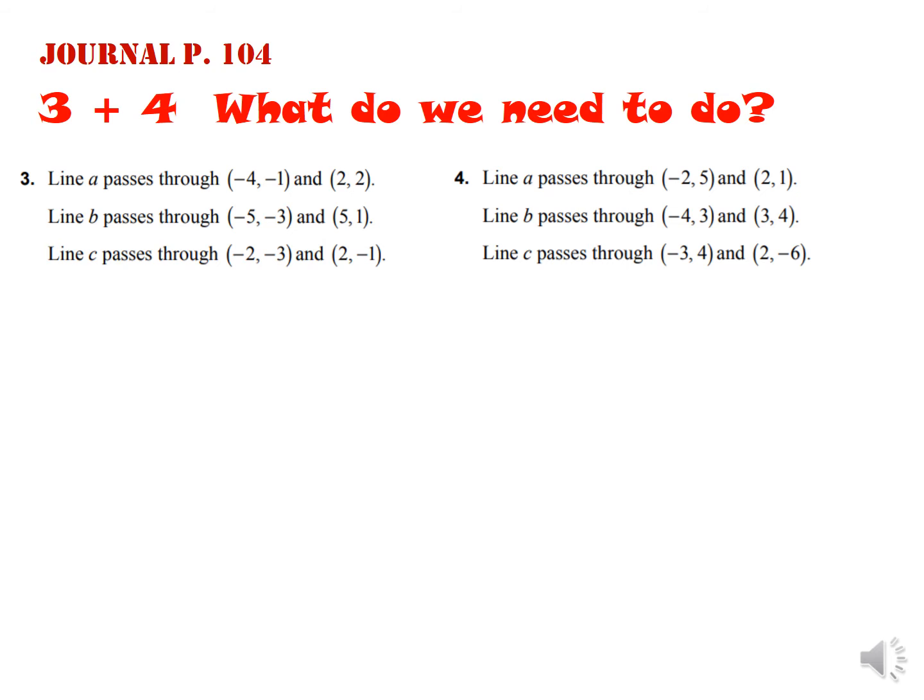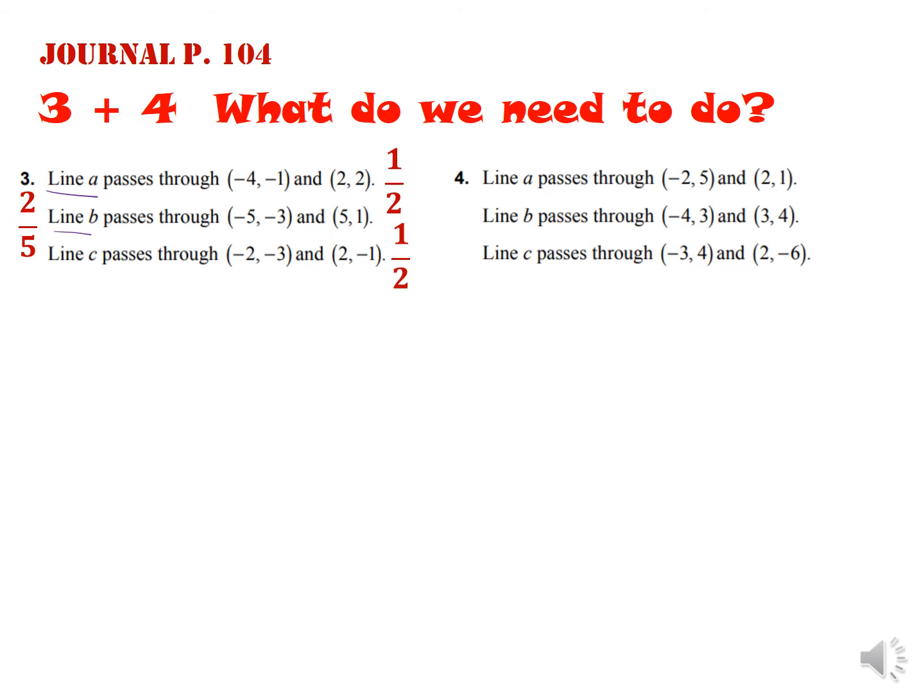Okay, so on these problems in your journal on page 104, they gave you two lines, 2 points, and this is a line containing these 2 points, this is a line containing these 2 points, etc. What do we have to do in order to find out if they're parallel? We could graph them, or we could use the slope formula to find the slope. So I'm going to do that for you. There's the slope.